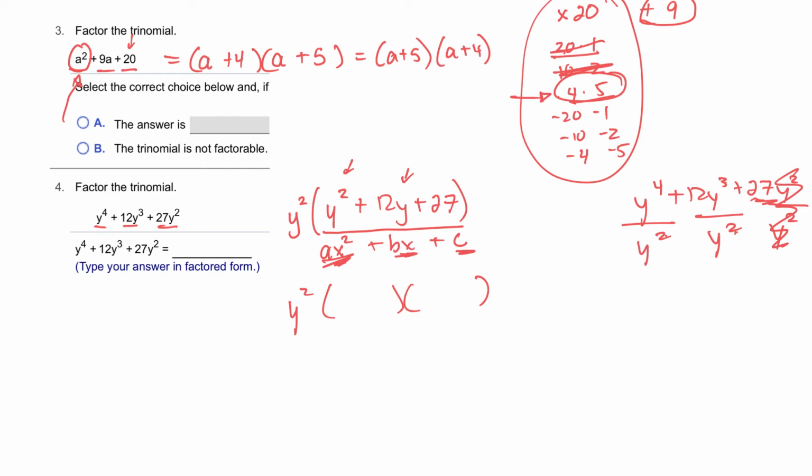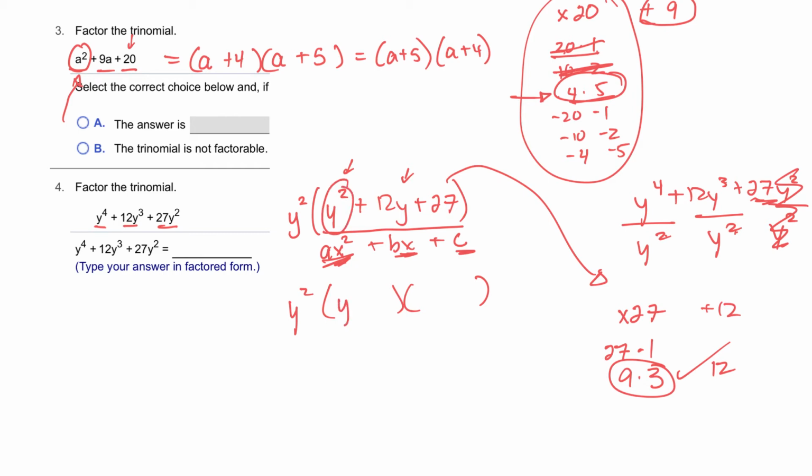Okay, so now I want to key on that 27. I want to find two numbers. They have to multiply to 27, and they have to add to 12. Well, 27 times 1, 9 times 3, well, there it is right there. And 9 times 3 adds to 12, so those are my numbers. So I'll split this y squared up into a y, and then I'll put a plus 9 here and a plus 3 there. Done. So that would be my fully factored form.